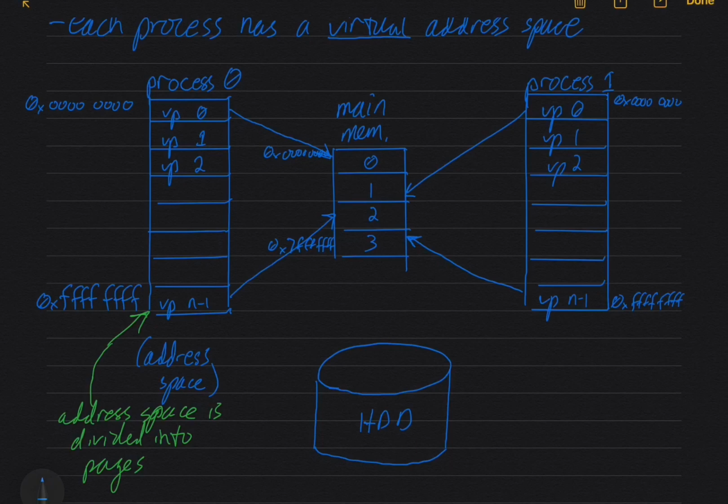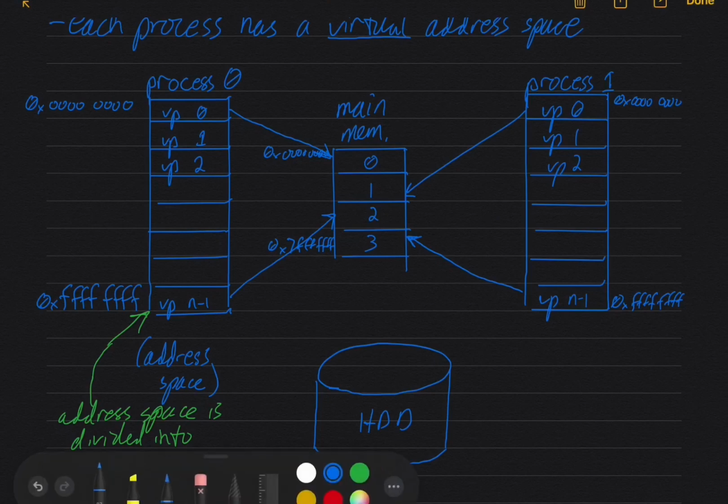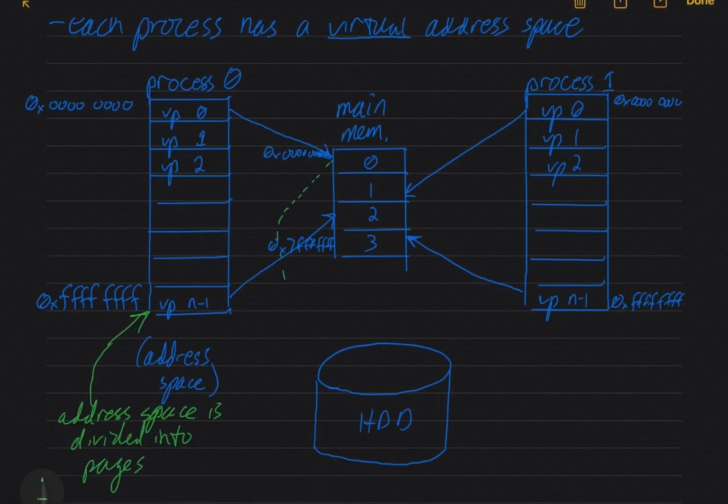And so maybe if process 1 is running, process 0 has been idle for a while, and process 1 wants to allocate virtual page 1. It needs more space. So maybe process 0's first page there, it hasn't been used for a long time. So it gets swapped out to the hard disk.